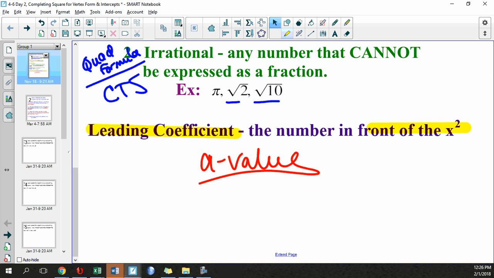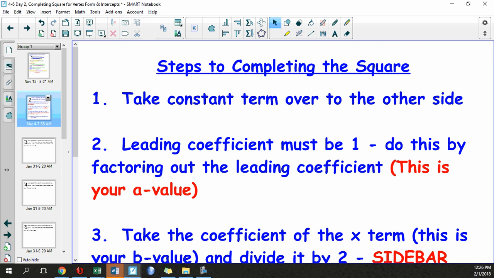Now, on your notes, I had a couple mistakes on the next page that I want to make sure that you guys correct on your notes. So stay with me and make sure that you get this. All right, steps to completing the square. I cannot tell you enough how important it is to follow these steps.